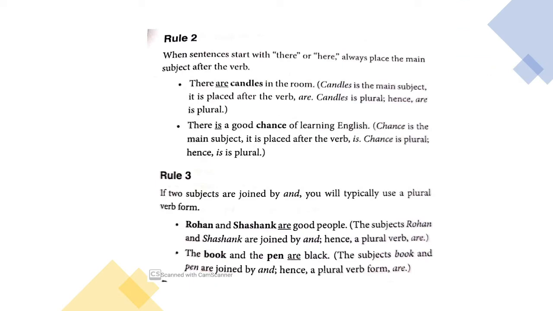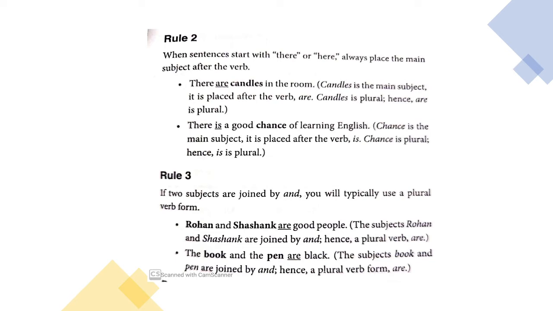Okay, so let's move ahead and see rule number 2. When sentences start with there or here, always place the main subject after the verb. There are candles in the room. Candles is the main subject. It is placed after the verb are. Candles is plural, hence are is plural. There is a good chance of learning English. Here chance is the main subject. It is placed after the verb is. So chance is singular, hence is is singular.